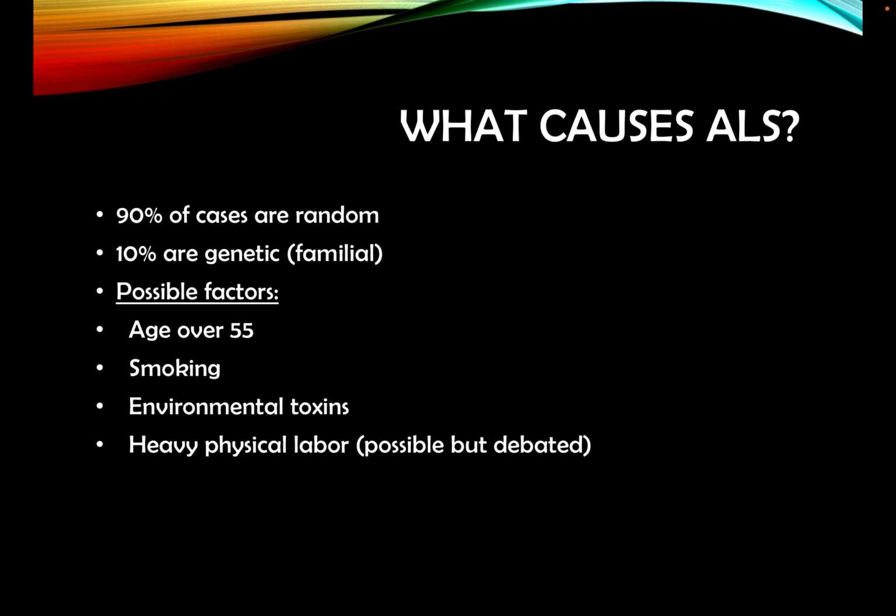What causes the disease? Most of the time, we do not know. Around 90% of cases are random and not inherited. The other 10% are genetic and passed down in families. Things like age, smoking, and environmental toxins may play a role. The main takeaway is that ALS starts because the neurons begin to break down, and scientists are still trying to understand why.